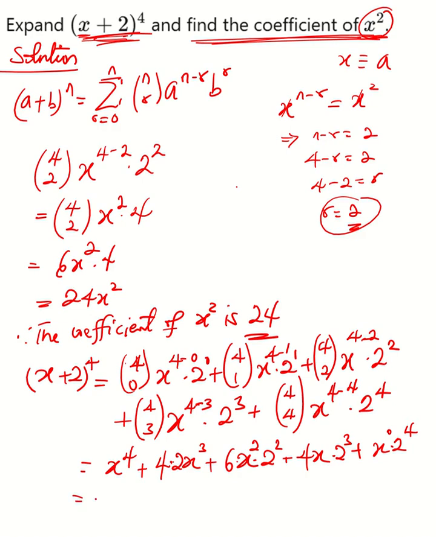All right, so when you simplify this further, we have x raised to the power 4 plus 8x raised to the power 3 plus 24, because 2 raised to the power 2 is 4. 4 times 6 is 24. 24x raised to the power 2 plus this is 8, that is 32x plus 16. All right, so that's the answer. And when you check this out, you see that the coefficient of x squared is still 24 as seen earlier.